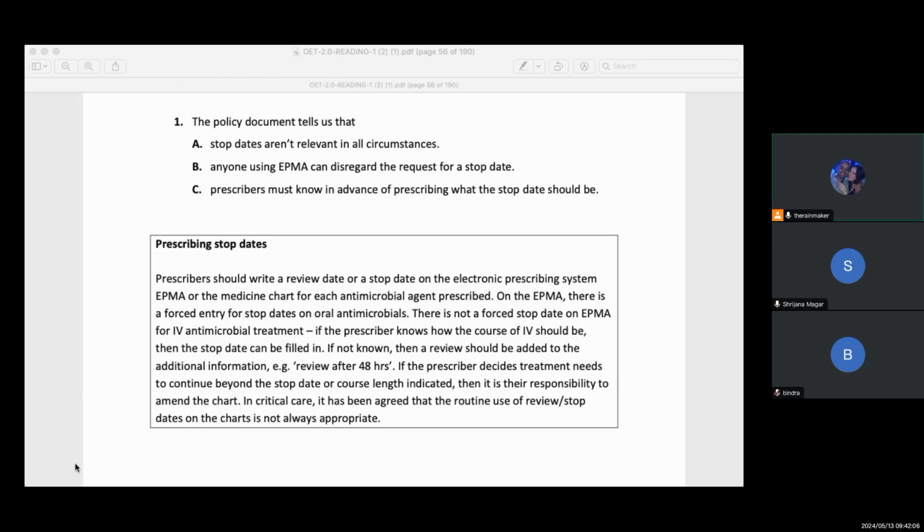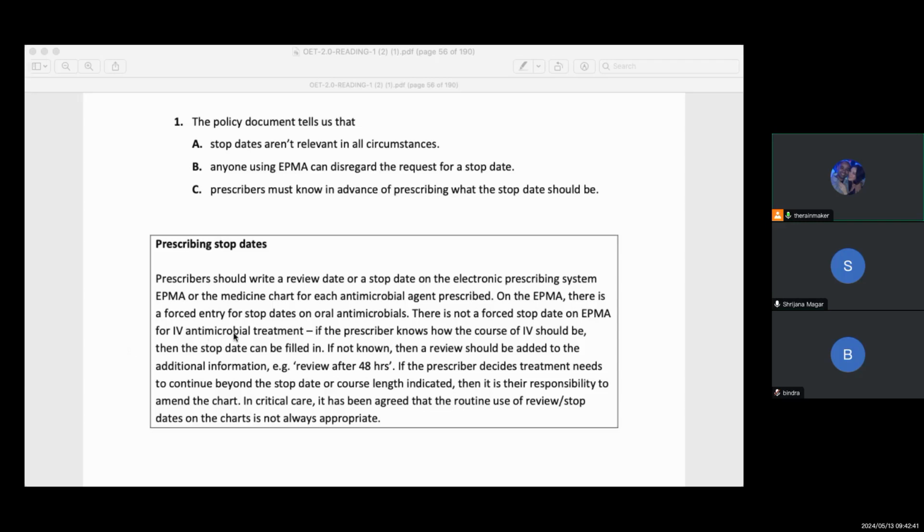It's 2 minutes. Tell me, answer B हो होइन? Anyone using EPMA can disregard their request for stop date. No. Nobody is disregarding. Disregarding matlab in nadinu. Just exactly. It's A. Stop dates aren't relevant in all circumstances. So whenever you want, you can manipulate as long as you write and note it down properly. Yeah, A वो answer इसको.